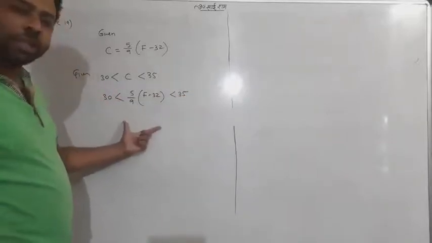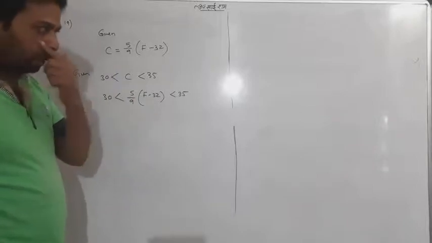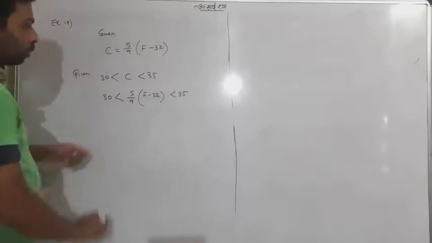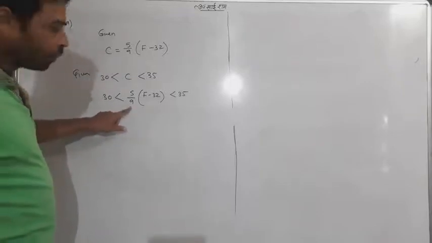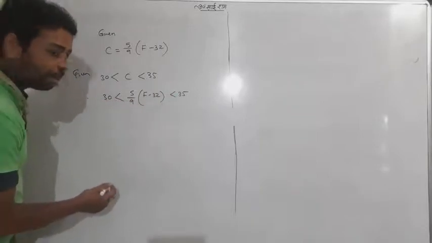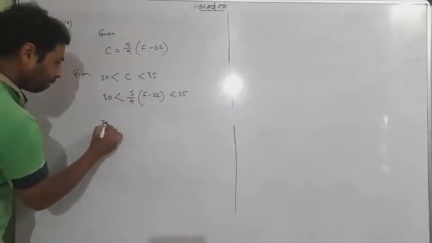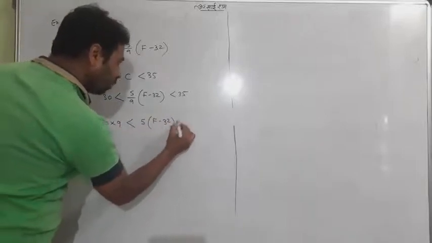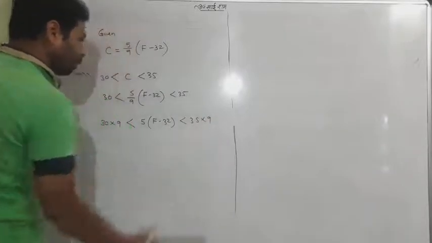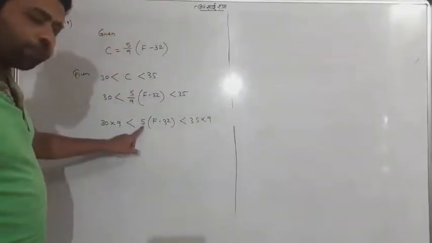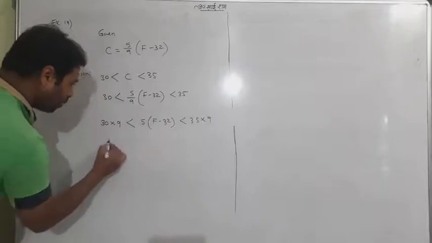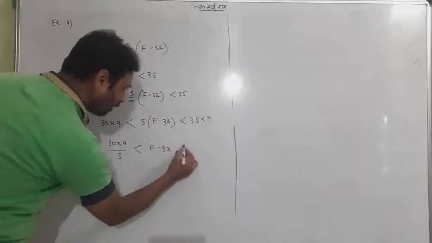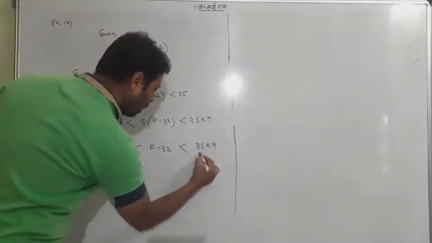Now the question is going to be solved the same as I did in the last board. Two questions I did here. What to do? You will first remove 9, which is in division. You will definitely move it to multiplication: 30 into 9, 5 into (F minus 32), and 35 into 9. That's it. Now you will divide by 5. It's a multiplication, so definitely 30 into 9 upon 5, F minus 32 remaining the same, 35 into 9 upon 5.